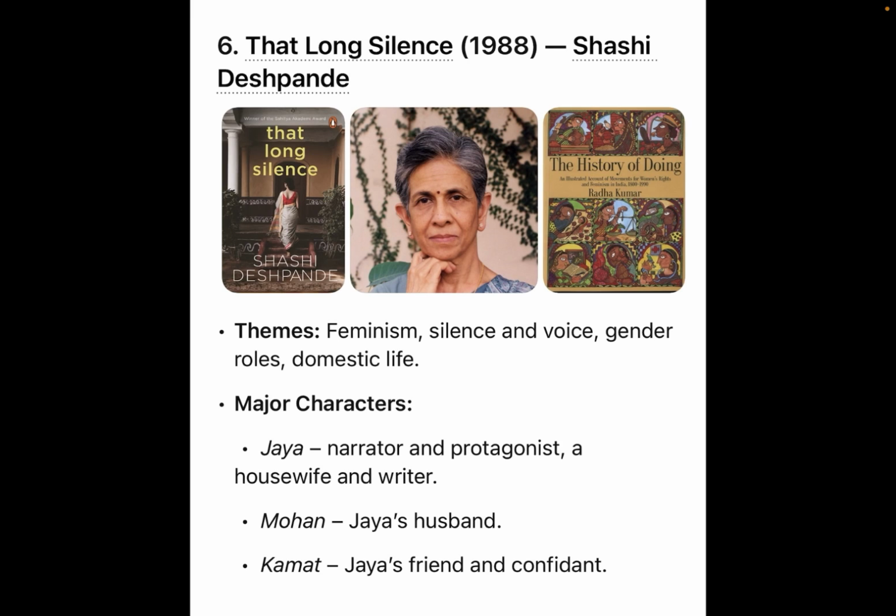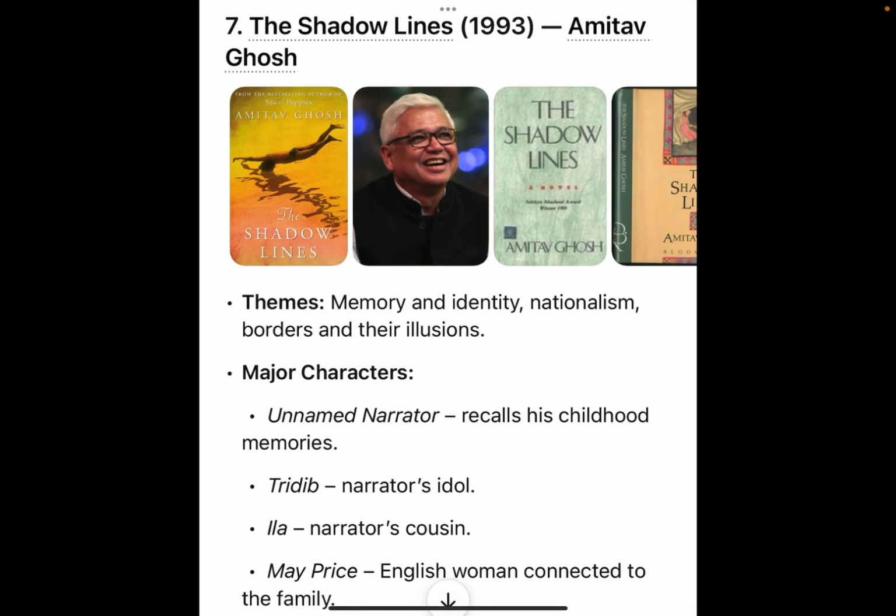It has that domestic life happening throughout the novel, and with the help of the character Jaya, you will be exploring the gender roles that take place in India, right? The patriarchal society, the male dominance, and how women are expected to remain at home and take care of the house. So it talks about that.